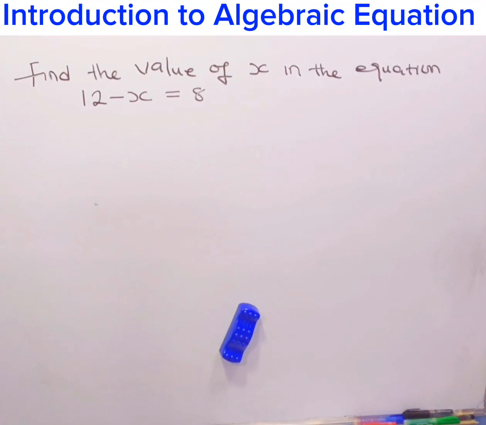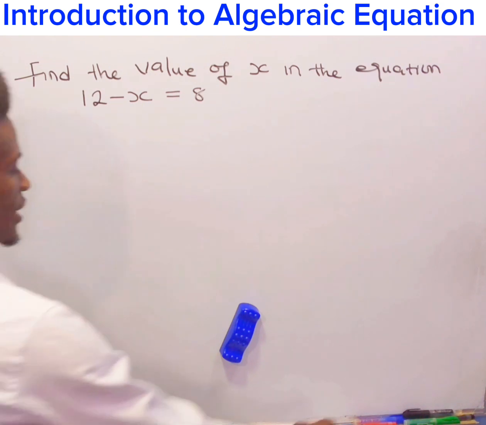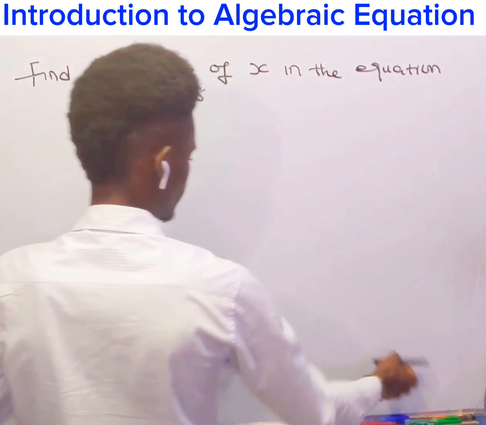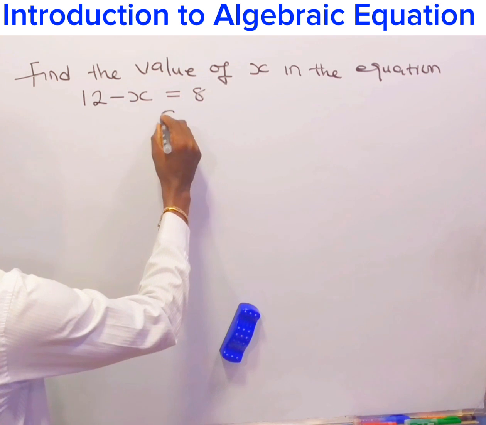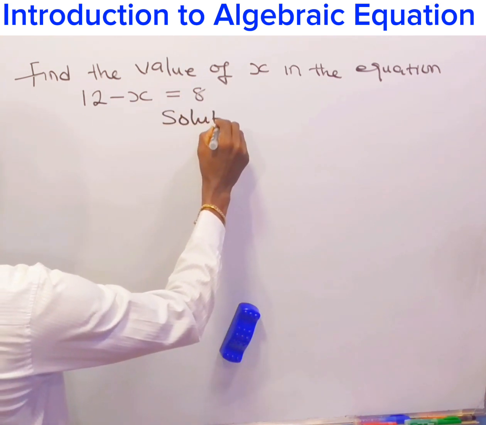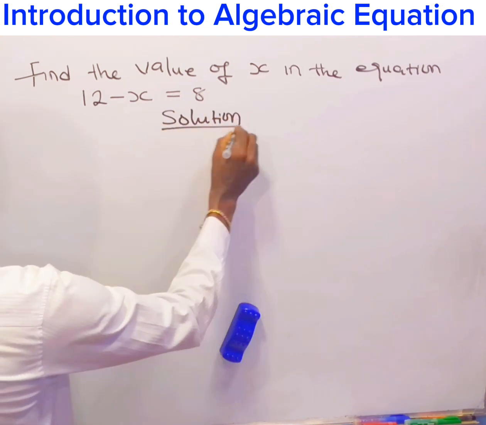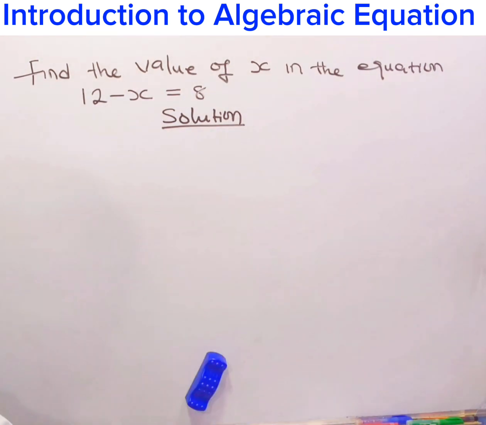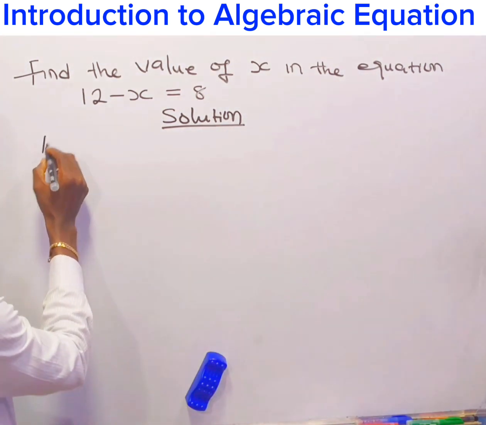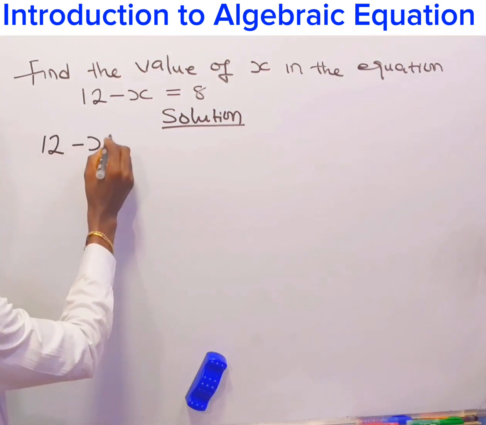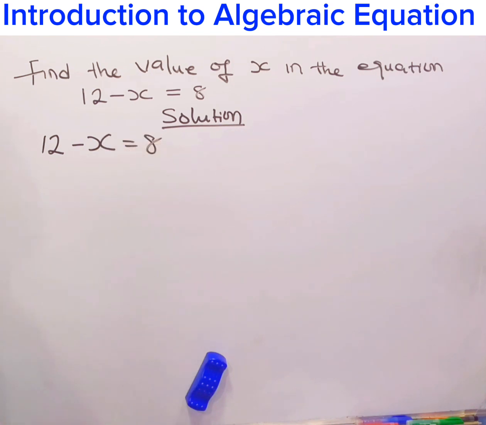Find the value of x in the equation 12 minus x equals 8. Solution. We have 12 minus x equals 8.